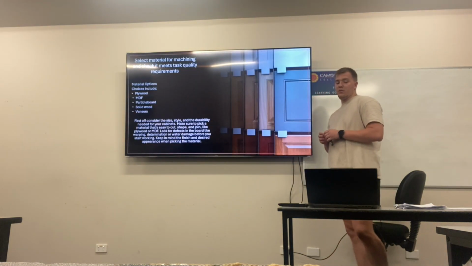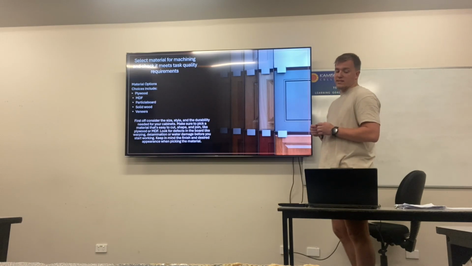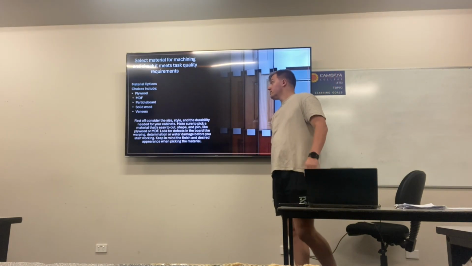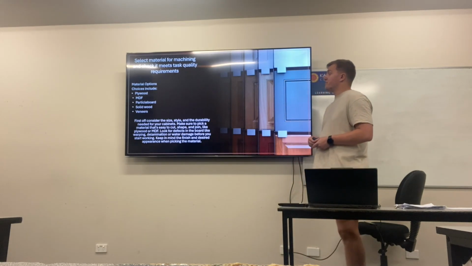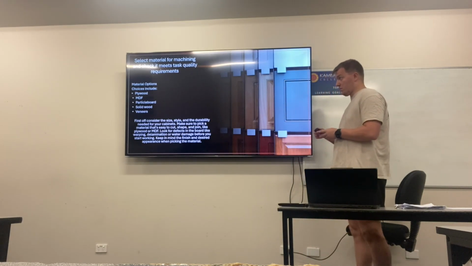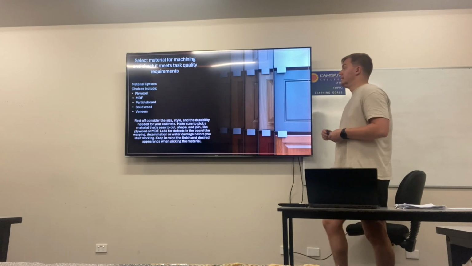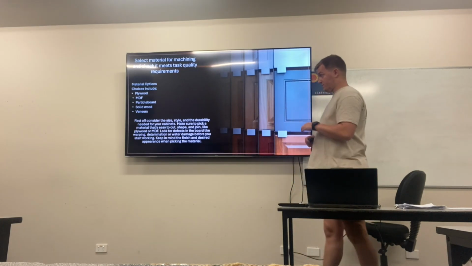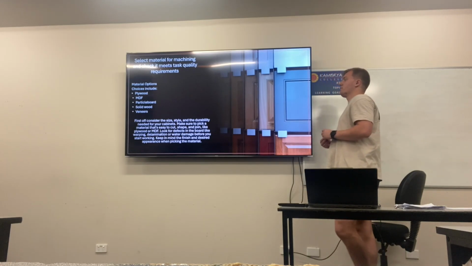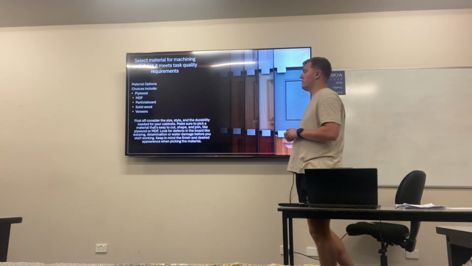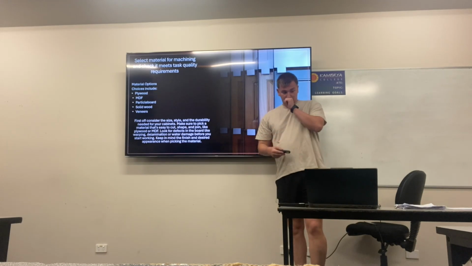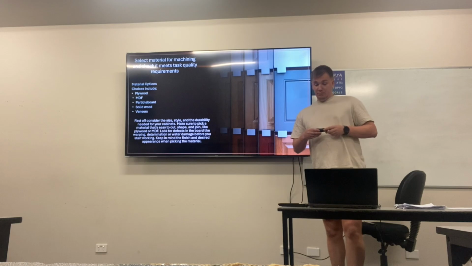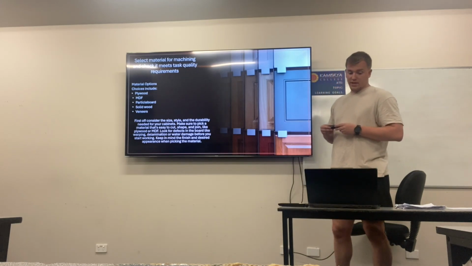All right. Select material for machining and check it meets task and quality requirements. Some material options. All right. Plywood, MDF, medium density fiberboard, for anyone who doesn't know what MDF stands for. All right. Particleboard, solid wood, or veneers. All right, first off, consider the size, style, and the durability needed for your cabinets. Make sure to pick a material that's easy to cut, shape, and join, like plywood and MDF.